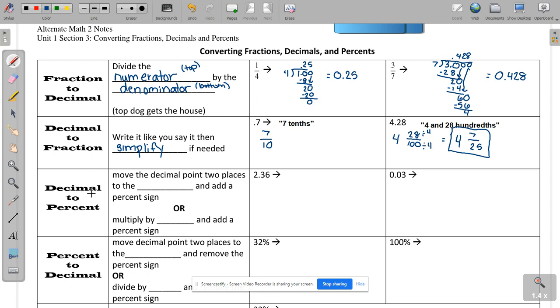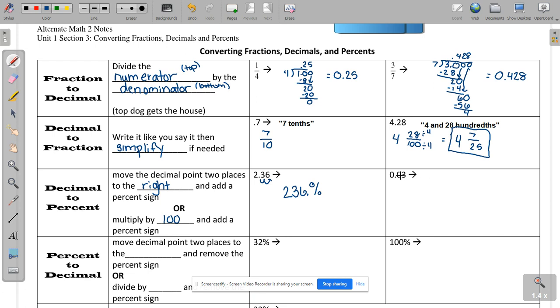Next, we're going to take a decimal to a percent. So we're going to move the decimal point 2 places to the right and add a percent sign. Or another way to think about it is just multiplying the decimal by 100. And then don't forget your percent sign. So 2.36, if we move the decimal to the right 2 places, we get 236, the decimal on the right of the 6. And then we just need our percent sign. So it's 236%.